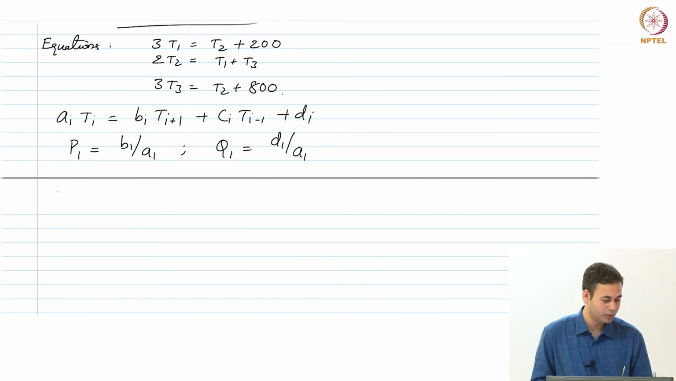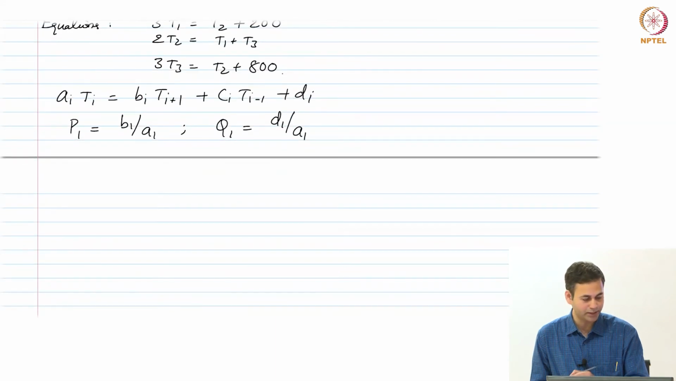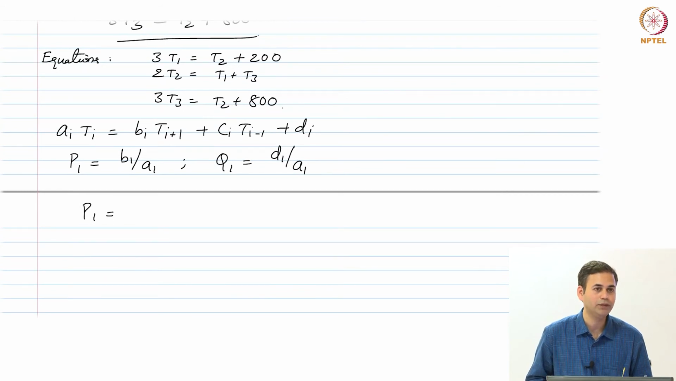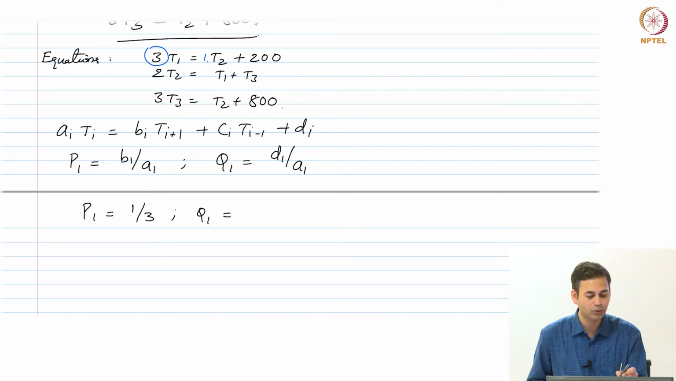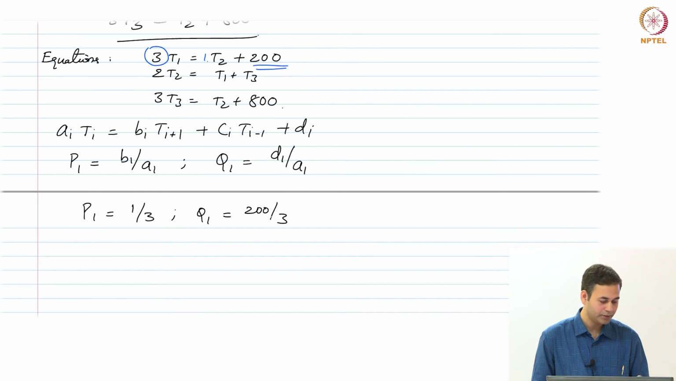So, we are essentially applying TDMA in the positive x direction. What would be P1? P1 would be for cell 1, that is B1 by A1. What is B? B is 1, because Ti plus 1 is T east. So, this is 1 upon what is A1? 3, because A is this guy. What about Q1? D1 by A1. What is D1? 200, A1 is 3. So, this would be 200 upon 3. Okay, P1, Q1 are known.